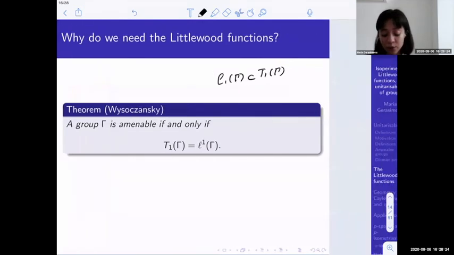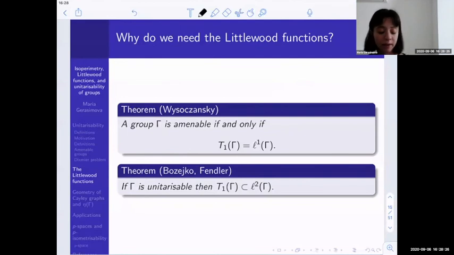Another result, which is more relevant for us, is about unitarizability. We know that if gamma is unitarizable, then T1 of gamma is a subspace of L2 of gamma. But you should be careful, because here we don't have any characterization. We know only one way. If gamma is unitarizable, then this holds, but the other way around, we have no idea what is happening. Still, it gives us some connection between amenability and unitarizability.